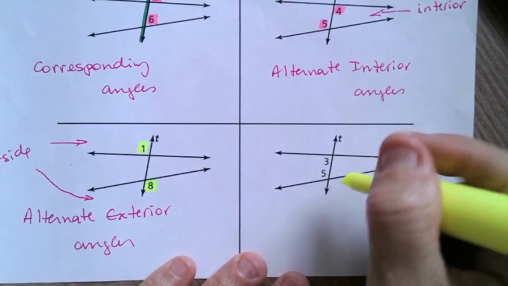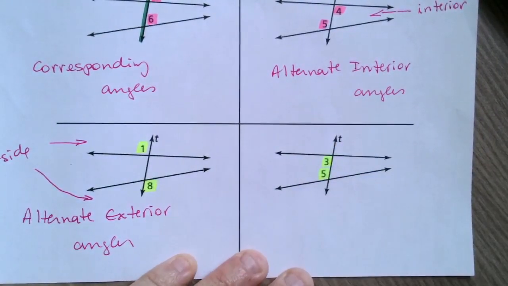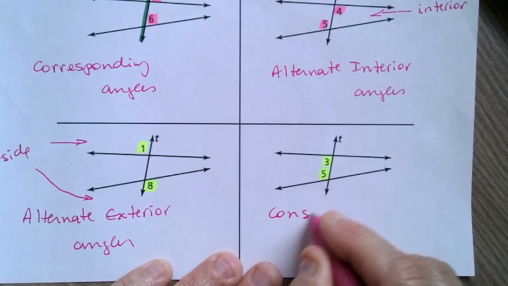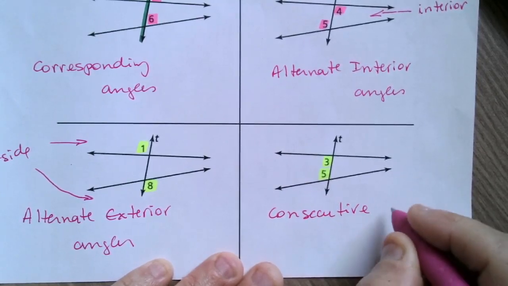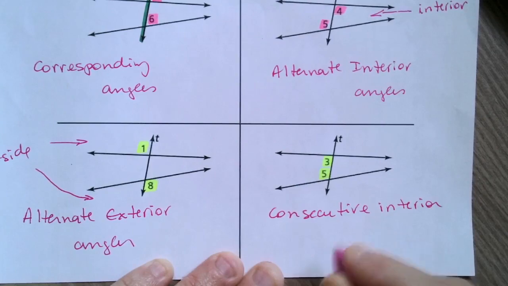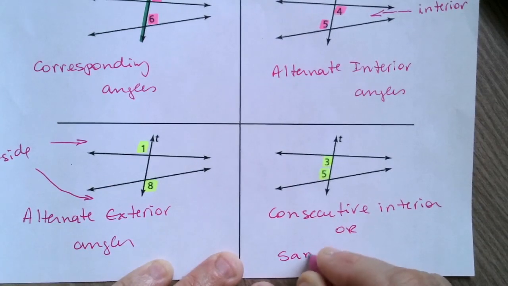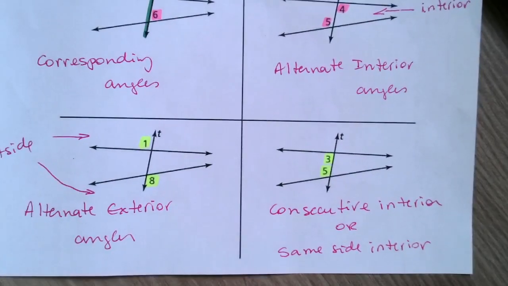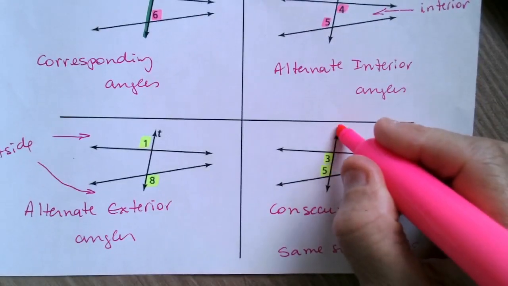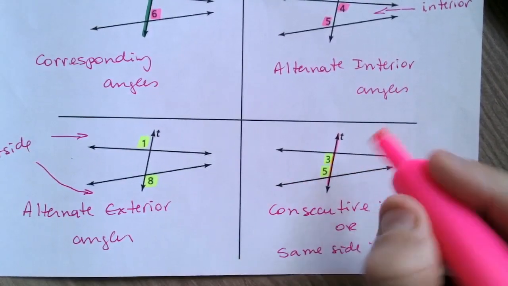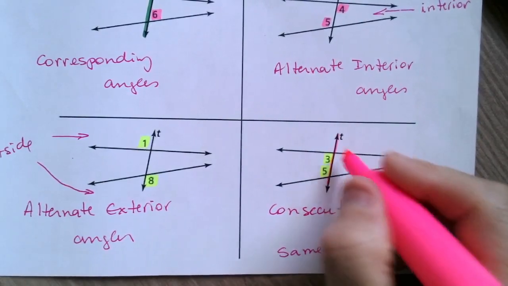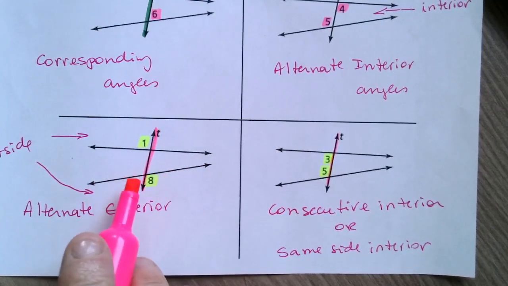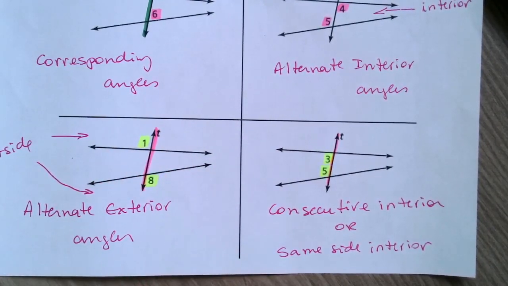And then the last one is angle 3 and 5. They are on the inside. So we call them consecutive. There are two names for these, consecutive interior or same side interior angles. So these ones are both on the inside of the lines, but they are both on the same side of the transversal. Whereas in the previous case, they're on alternate sides of the transversal, but they're on the exterior of the lines.